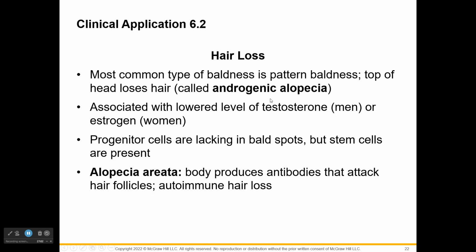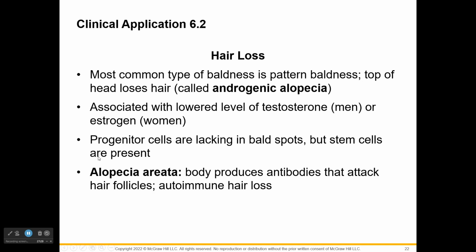And we know about male pattern baldness, and andro means male, and genetic. Alopecia is hair loss. So this is hair loss generated in males usually, and it is associated with lower levels of testosterone, or estrogen in women. So if you're a woman and you lower your estrogen, you will start to actually grow hairs in places.